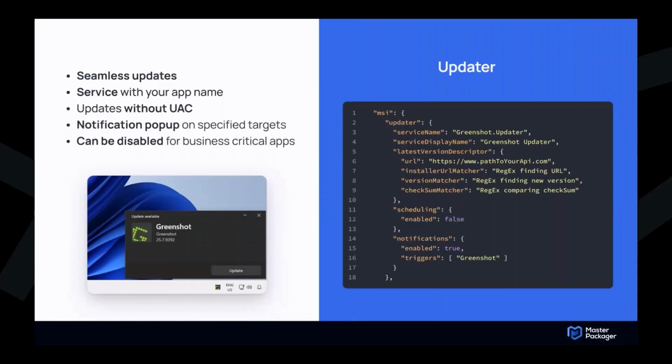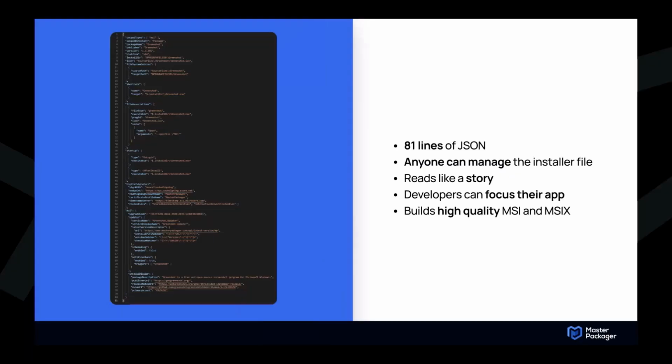When it comes to updater, it's something that every vendor tries to create on their own, and Google Chrome is one of the applications we were inspired by. So our updater can be set with just 18 lines of JSON, and it works the same as the Google Chrome updater. You can of course disable it, but you can enable it and it will auto update the application. All that comes together in 81 lines of JSON that anyone can manage, because it reads like a story. And finally, developers can focus on their app, not the installer.